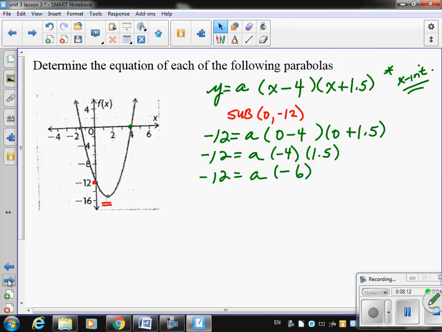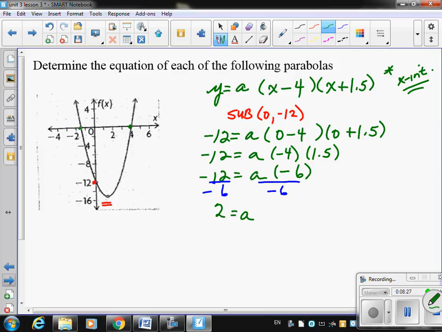I'm going to divide both sides by negative 6. And I say, yay me for coming up with such nice numbers. A equals negative 12 divided by negative 6 is positive 2. So my equation will be y equals 2(x subtract 4)(x plus 1.5).